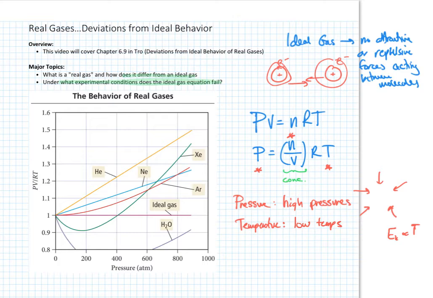Now let's deal with concentration, n/V. If you think about it, at a low concentration, the molecules will probably be far away from each other.